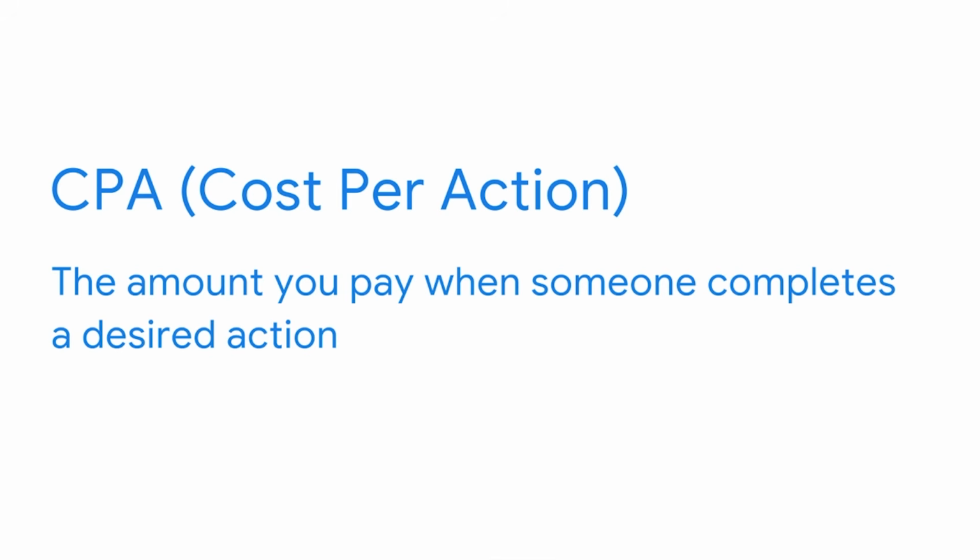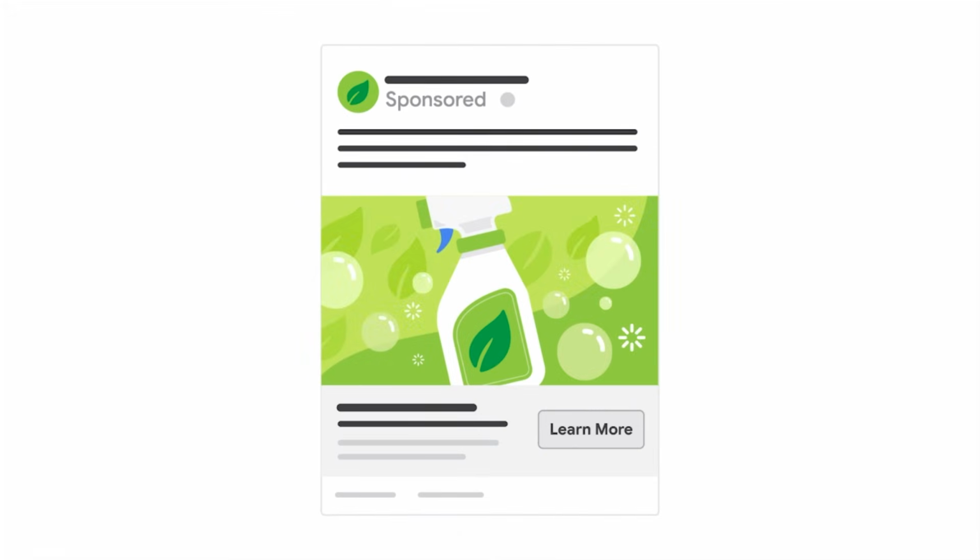Next, there's CPA, or cost per action. CPA is the amount you pay when someone completes a desired action. This is also sometimes known as cost per acquisition. With CPA, the focus is on what a person does after they've clicked on your ad, such as signing up for a newsletter, watching a video, requesting a callback, making an actual purchase, or taking any other specified action. You pay every time this action takes place.